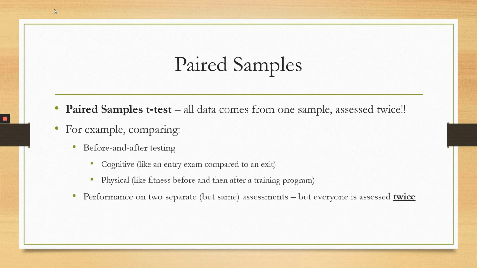Or we can also look at two separate but identical assessments, where everybody is assessed twice. Like we're going to look at the left leg wall sit for the whole group and compare it to the right leg wall sit for the whole group. So that's the other main t-test we'll be running this semester. The rest of this month, actually in April, is the paired samples t-test.